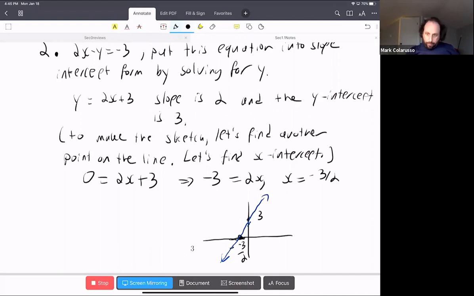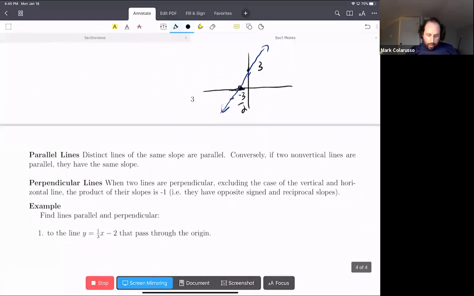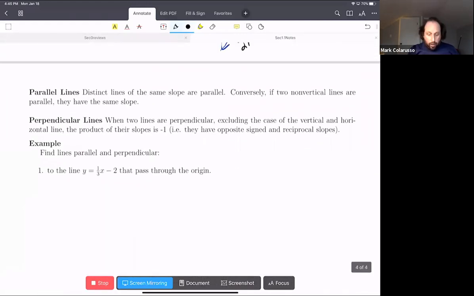Okay, so the last thing to talk about in this section is parallel lines and perpendicular lines. Parallel lines are two lines that never meet, right? If two lines never meet, then their slant is identical. The way we say that mathematically is that parallel lines are distinct lines of the same slope. Two lines are parallel if and only if they have the same slope. We're going to ignore the case of a vertical line. It's a bit tricky at this point to talk about what the slope of a vertical line actually is. We'll get to that in a moment.